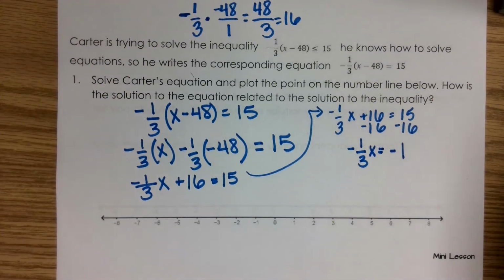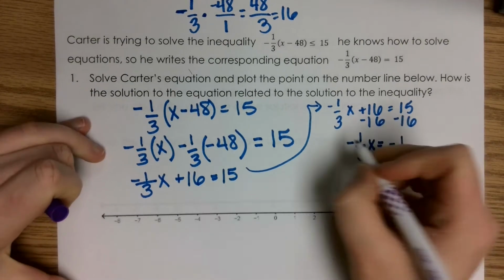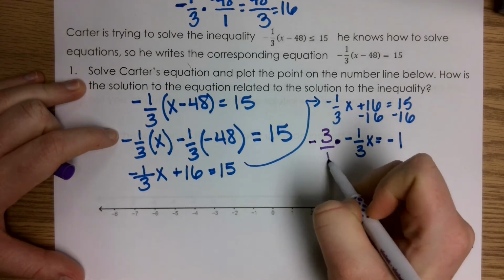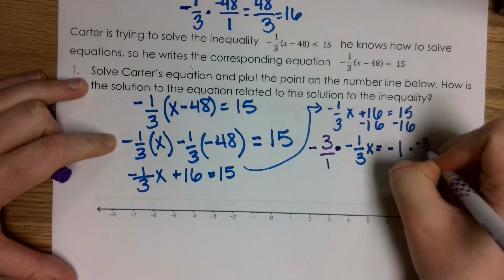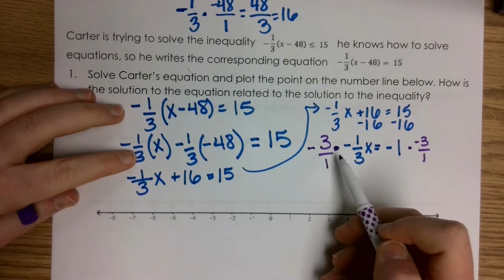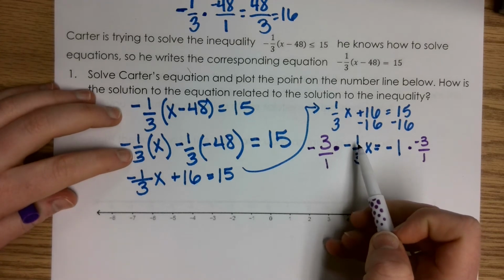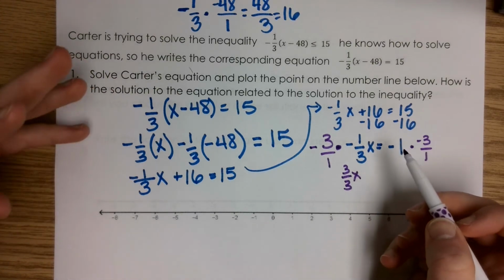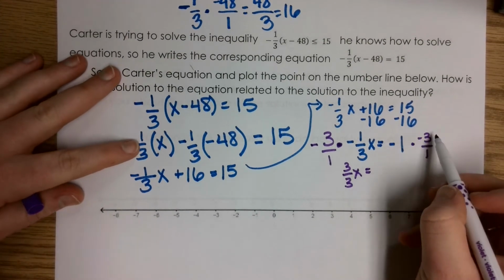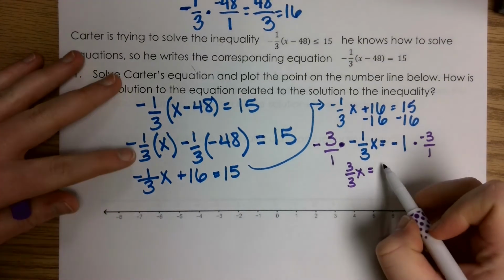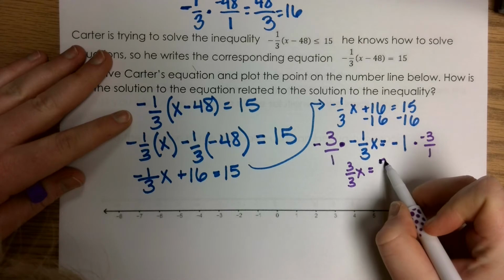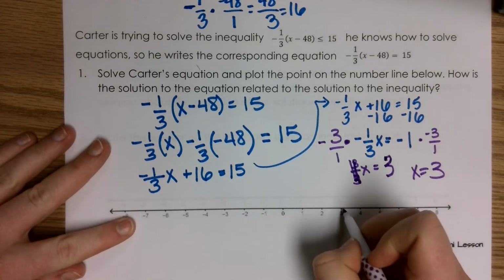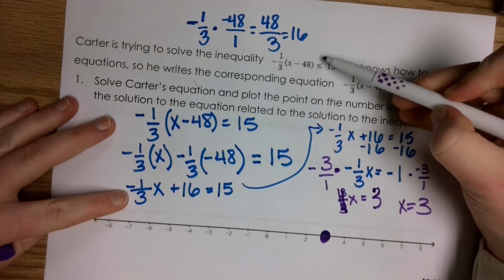Well, remember, how do we get rid of this negative 1/3? Let's multiply by the reciprocal so we get that whole number. We're going to multiply by a negative 3 over 1 and a negative 3 over 1. Negative 3 times negative 1 is a positive 3. 1 times 3 is a positive 3, so I have 3 over 3x, or 1x, is equal to negative 1 times negative 3, which would be a positive 3. So x equals 3. So if I plot that right here, that is a closed point because this is a less than or equal to sign.